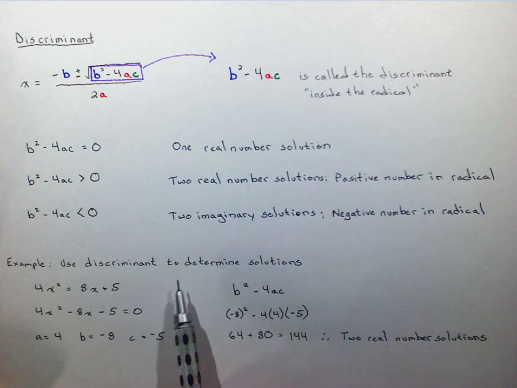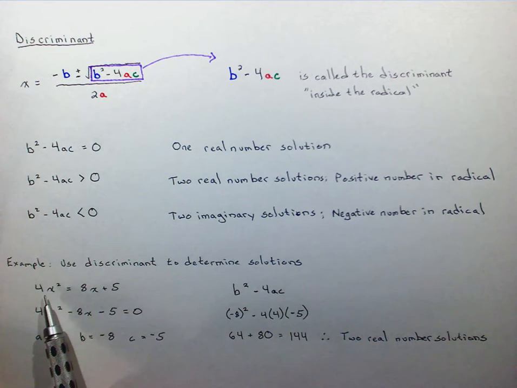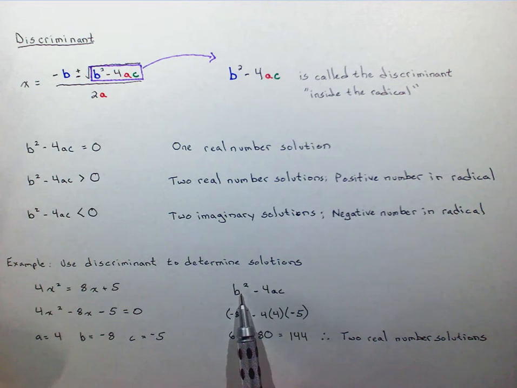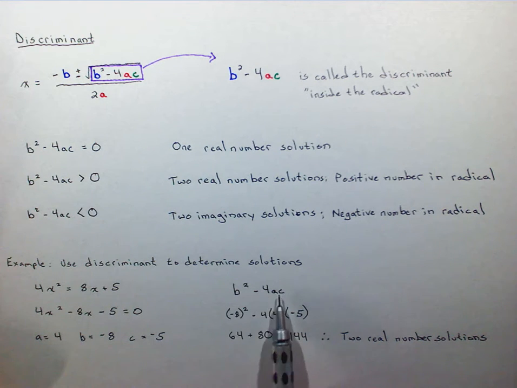Okay, and here's an example. Given the quadratic function or equation, I need to identify a, b, and c. So a, b, and c, and I plug that into the discriminant and solve. And really all you're doing is following your order of operations. Square, multiply, and then subtract the two. So my answer is 144. It is greater than 0. Therefore, I have two real number solutions.